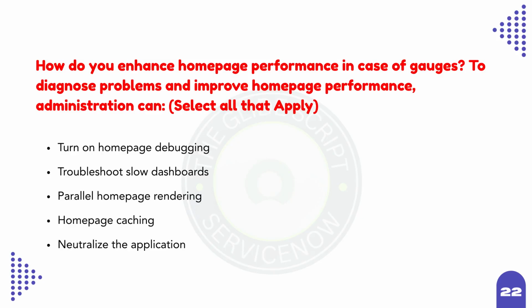Next is, how do you enhance homepage performance in case of gauges? To diagnose problems and improve homepage performance, administrators can select all that apply. There are 5 options given and you have to select all the correct options. The correct options are the top 4 options. Neutralize the application is not a correct option, all other options are correct. Turn on homepage debugging, troubleshoot slow dashboards, parallel homepage rendering, and homepage caching. So all these 4 options are the correct ones. Remember these things.